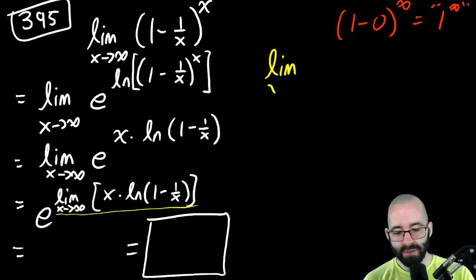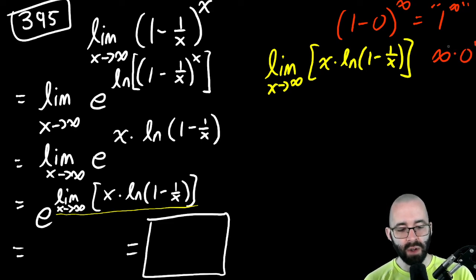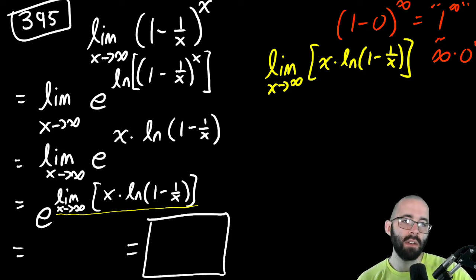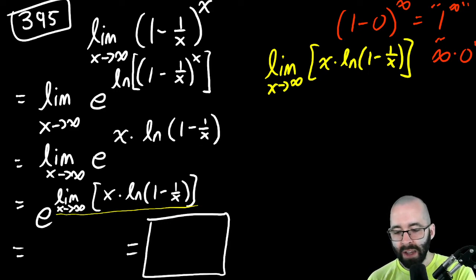Let's look at the limit as x goes to infinity of x times the natural log of 1 minus 1 over x. Well, as x is going to infinity, we're going to get infinity times the natural log of 1. The natural log of 1 is 0. And this is where things get tricky. Because if we have the 0 times infinity indeterminate form, I said we have to put one of these in the denominator.